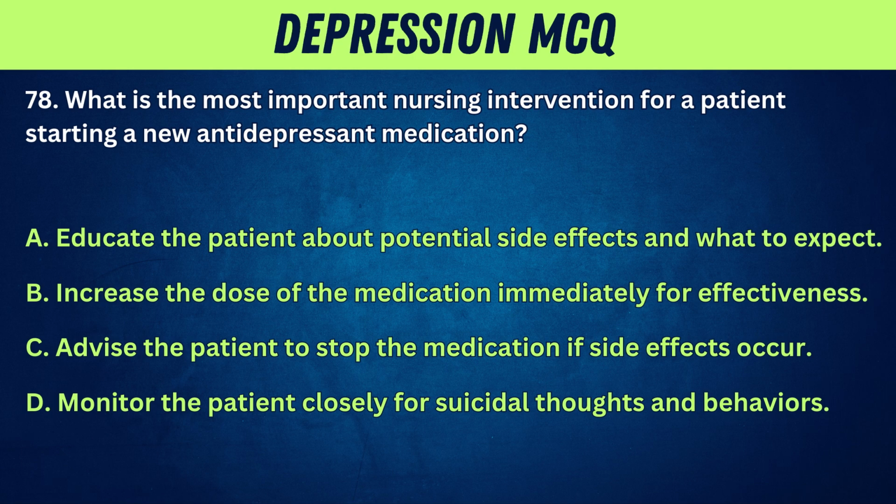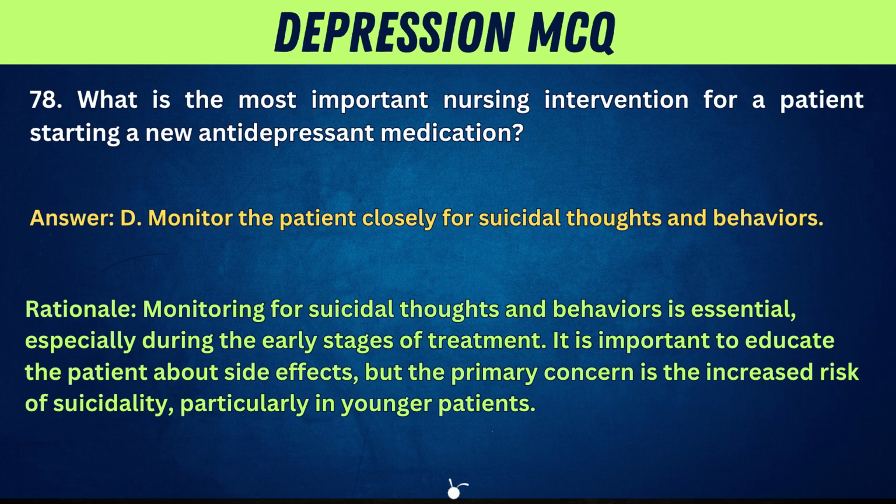78. What is the most important nursing intervention for a patient starting a new antidepressant medication? A. Educate the patient about potential side effects and what to expect. B. Increase the dose of the medication immediately for effectiveness. C. Advise the patient to stop the medication if side effects occur. D. Monitor the patient closely for suicidal thoughts and behaviors. Answer: D. Monitor the patient closely for suicidal thoughts and behaviors.